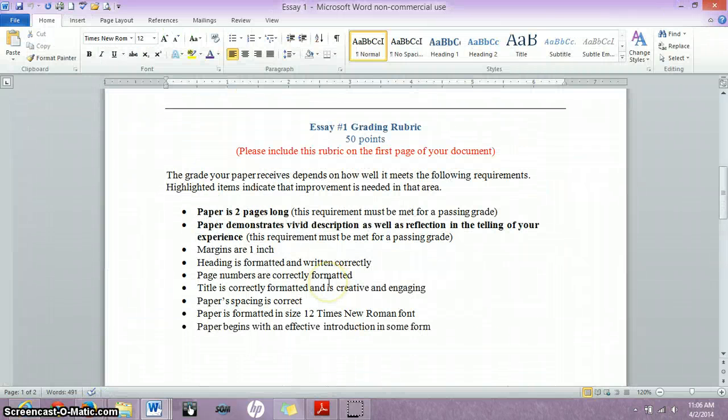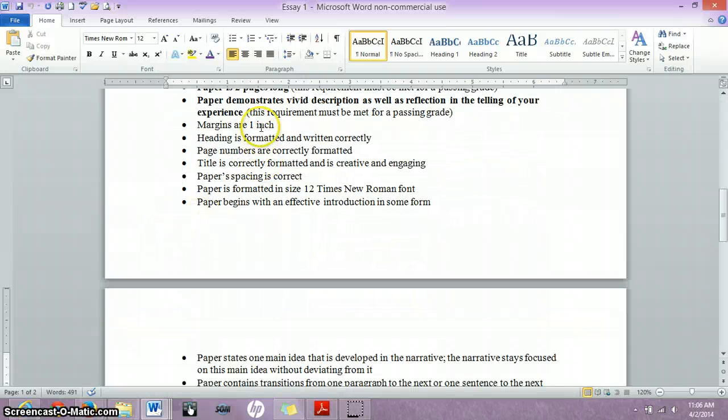All right, so here are the things you're going to be graded on. It has to be 2 pages long for it to pass. It also has to have description and reflection if it's going to pass. If you don't meet either of those standards, there's no way it's going to receive a passing grade. So make sure that you do those. Then here is the MLA information that I expect to see.